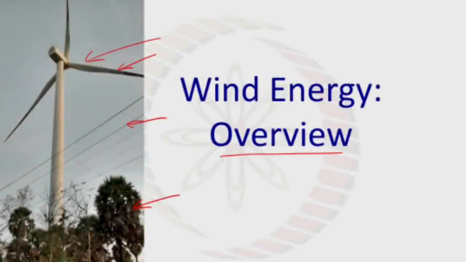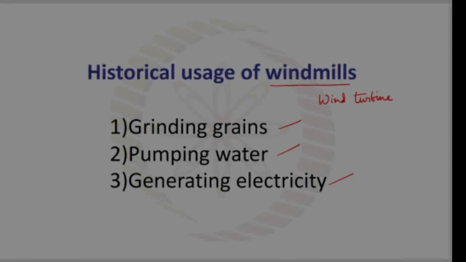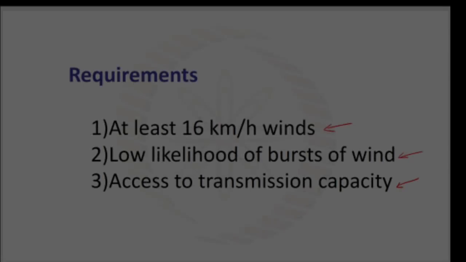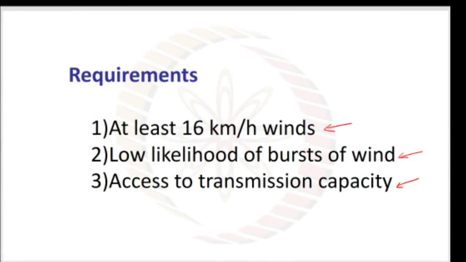And then the next topic is wind energy. What's the overview of wind energy? Historical usage of windmills was for grinding grains, pumping water, and generating electricity. The requirements for wind power are at least 60 km per hour winds, low likelihood of worst of winds, and access to transmission capacity.